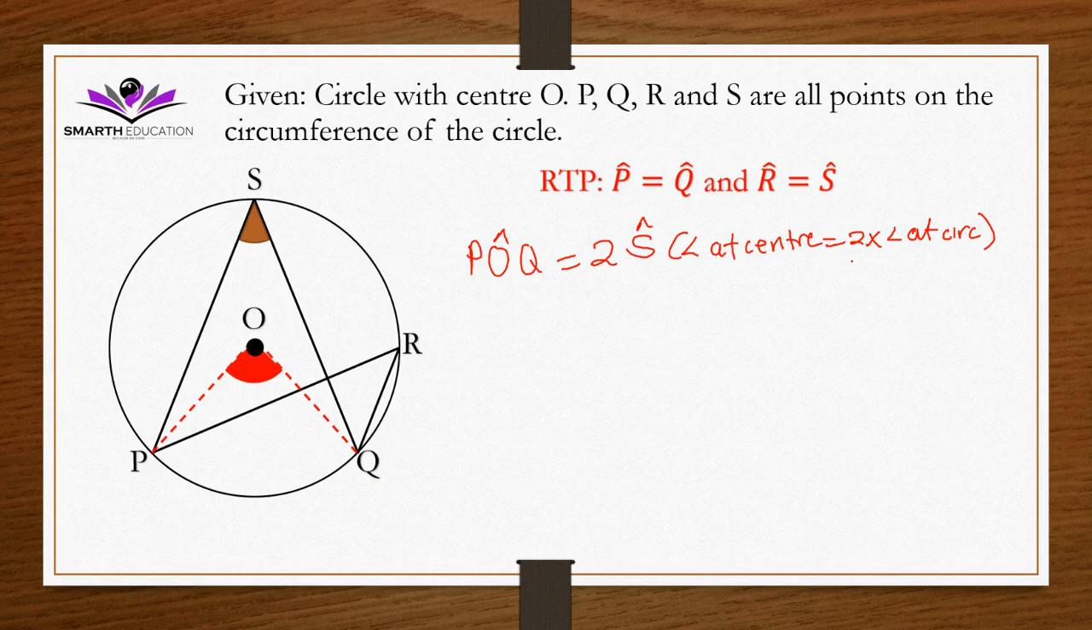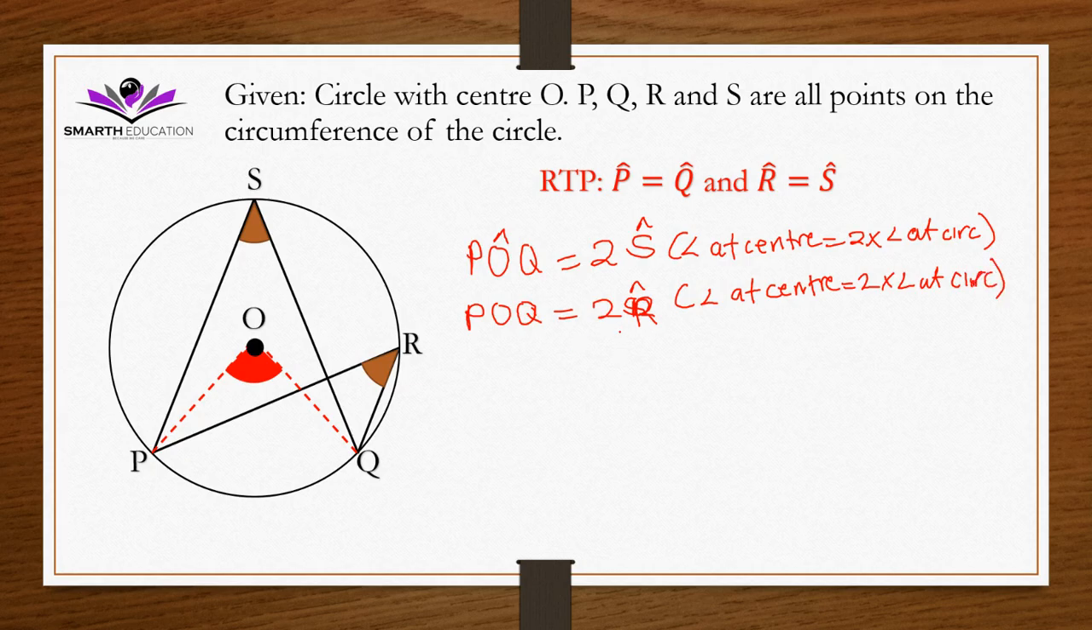Okay, you see that? And then again, angle POQ is equal to 2 times angle R. Why? Because this angle at center equals 2 times angle at circumference. Okay, right. Now, we are saying 2 times angle R is equal to angle POQ, and 2 times angle S is equal to angle POQ. So these two things are equal to the same thing.